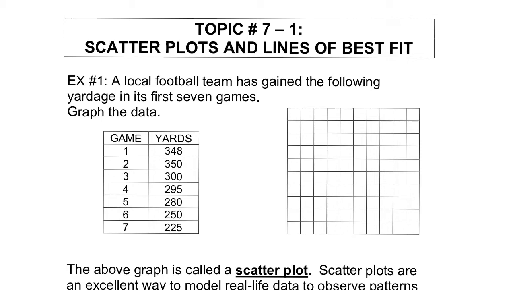Today we're going to be talking about scatter plots and lines of best fit. In example 1, a local football team has gained the following yardage in its first 7 games. Graph the data. So remember the acronym TAILS. And please put the title, axis, intervals, and so on.